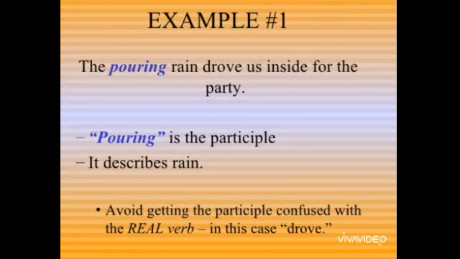Example, the pouring rain drove us inside for the party. Pouring is the participle. It is describing the rain. Avoid getting the participle confused with the real verb. Now here the actual verb is drove. The real verb or the main verb is drove, so do not get confused with the main verb. Pouring precedes the noun rain, and hence it describes rain, so it is called the participle.